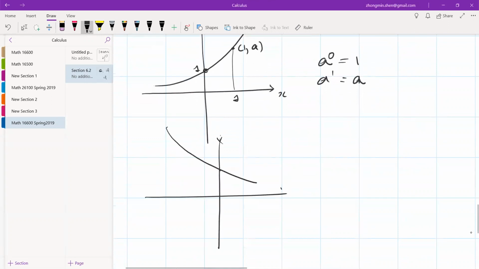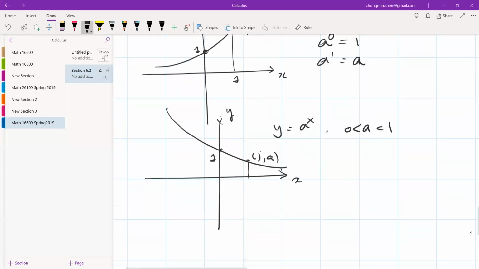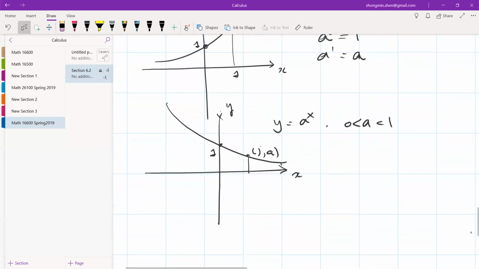It's going down like that. So it's still 1, but this point will be 1 and a. So if a is less than 1, it's smaller than 1. That's why the point is below 1, right? So this is y equals a to the x, and a is positive and less than 1. Okay. So those are two graphs of what we call the exponential function.